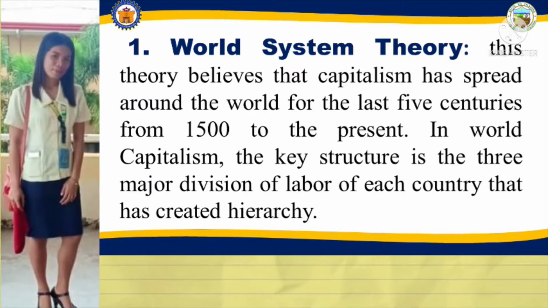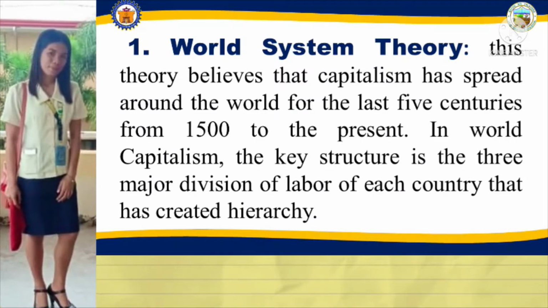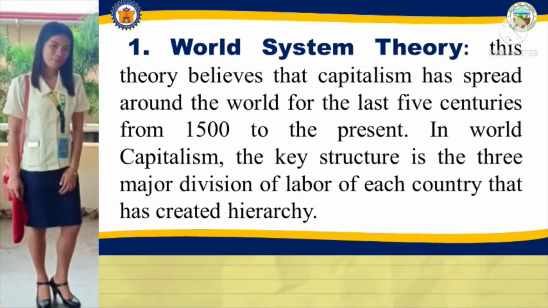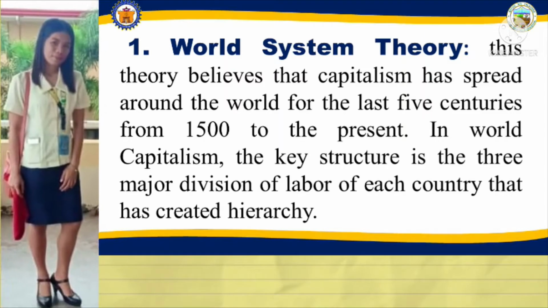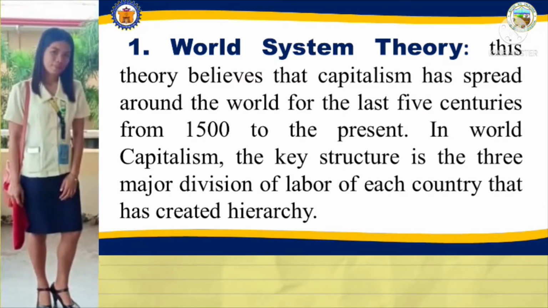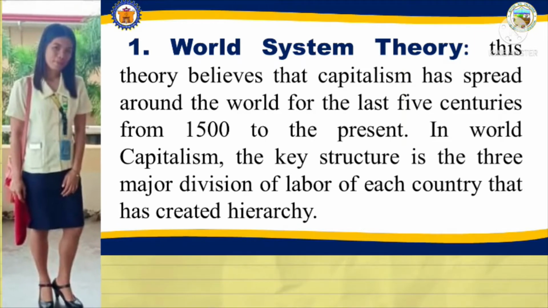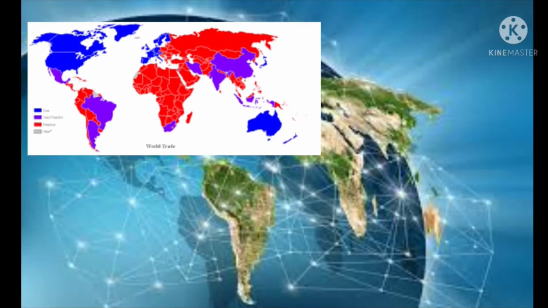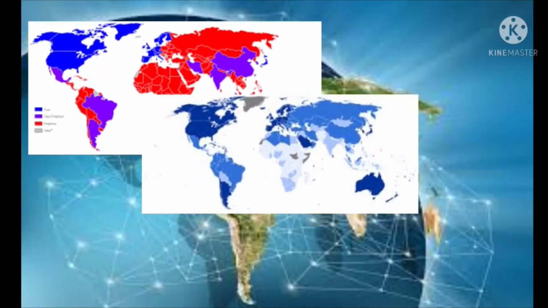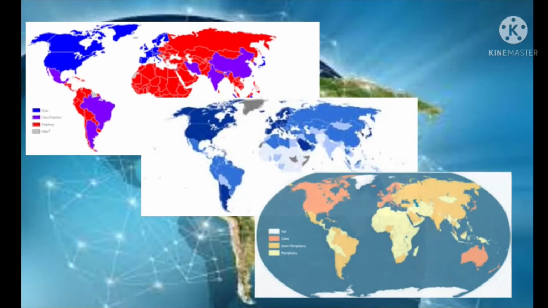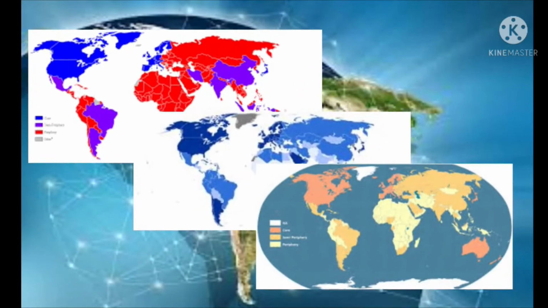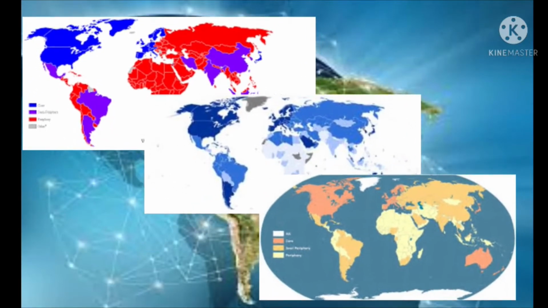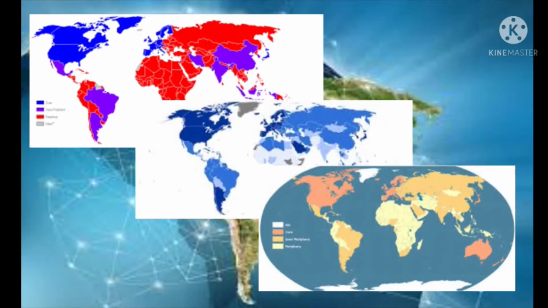The world system theory. This theory believes that capitalism has spread around the world for the last 5 centuries, from 1500 to present. In world capitalism, the key structure is the three major divisions of labor of each country that has created hierarchy. It is like dependency theory, suggesting that wealthy countries benefit from other countries and exploit those countries' citizens. It is in contrast to dependency theory. However, this model recognizes the minimal benefits that are enjoyed by the low-status countries in the world system.